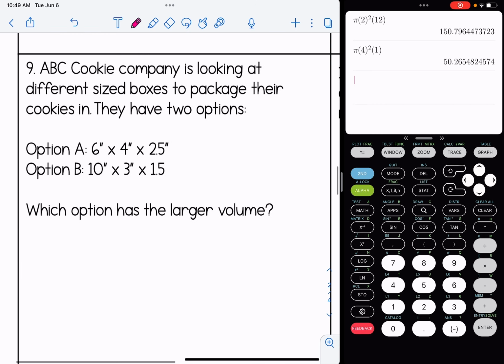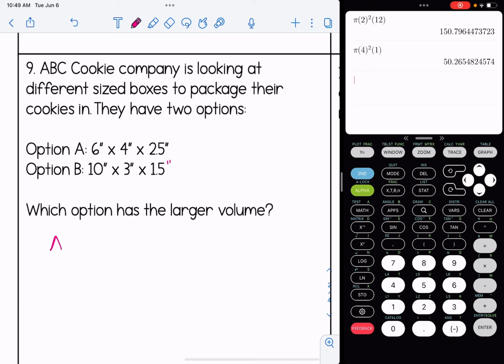Number 9, ABC Cookie Company is looking at different size boxes to package their cookies in. They have 2 options, option A, option B. Which option has the largest volume? All right, I'm just going to fill in these quotations here as well. So that's going to be our inches measurement.